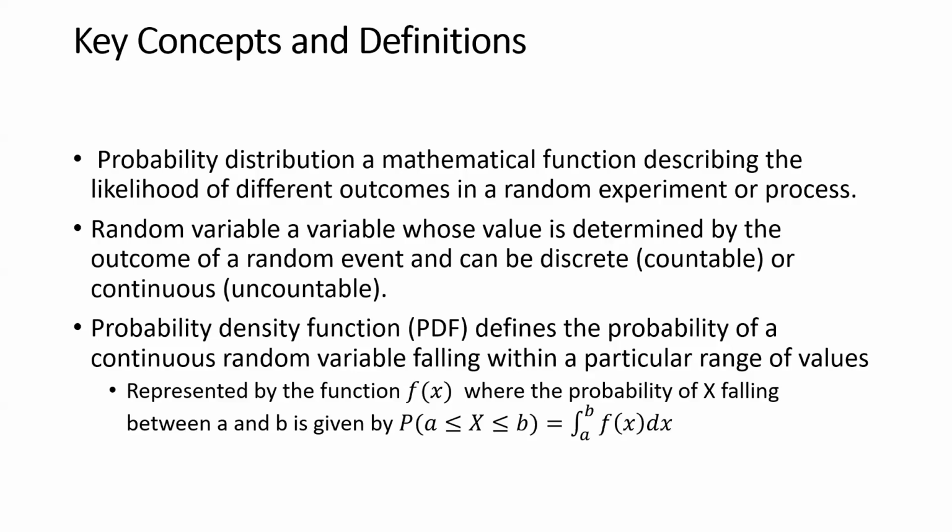Probability density function defines the probability of a continuous random variable. Probability mass function defines the probability of a discrete random variable. It is represented by f of x, where the probability of x falling in the interval a to b can be expressed as probability of x being between a and b, and it can be evaluated by using the integral whose range is a to b of f(x) dx. Next slide. This is nothing but the probability distributions.